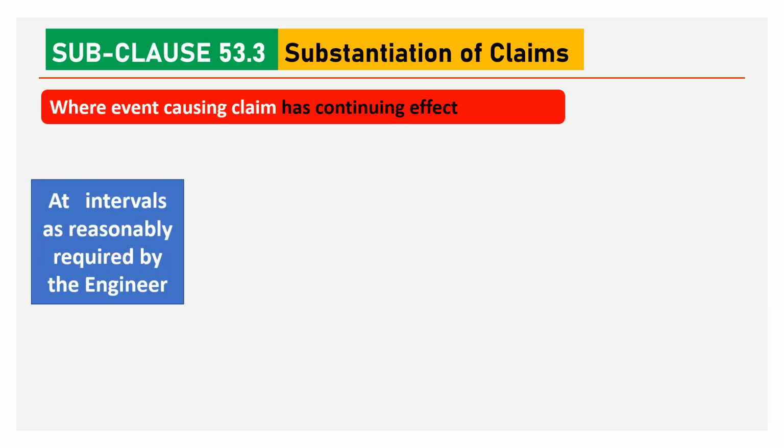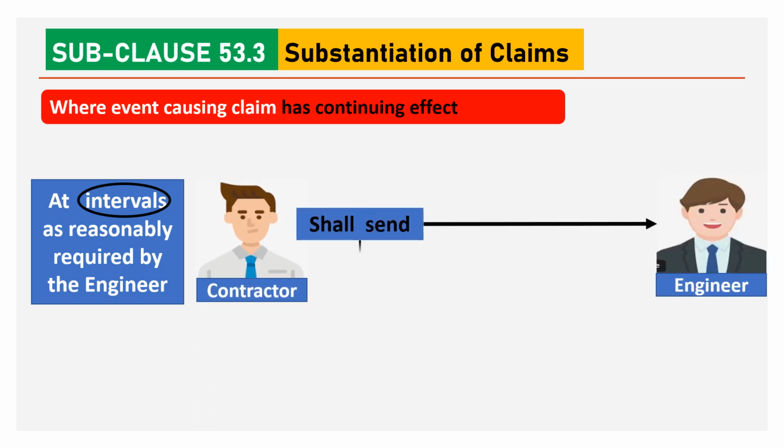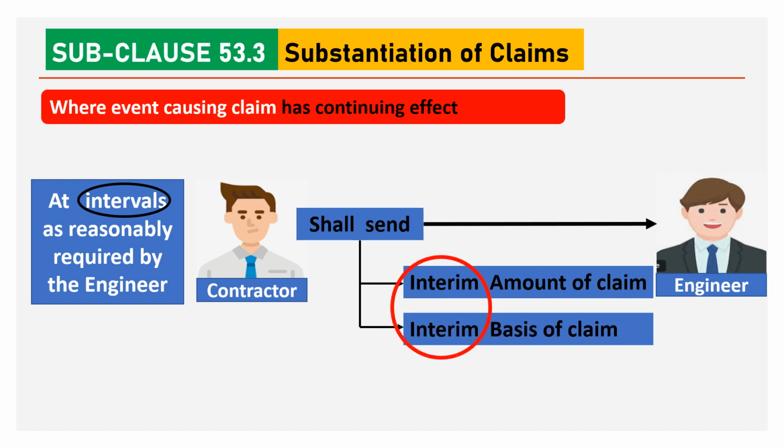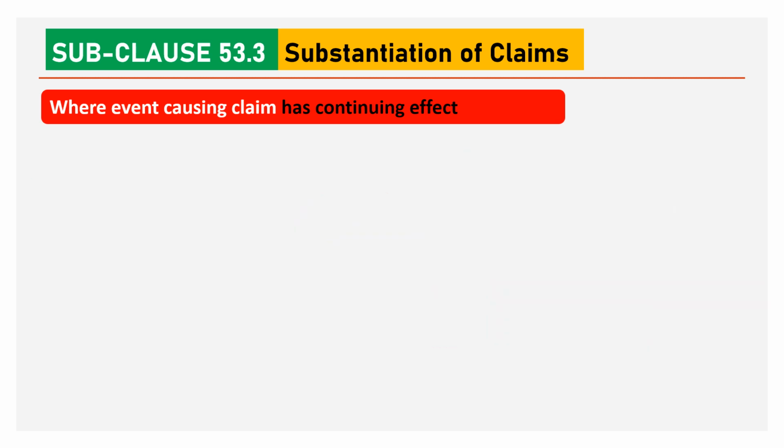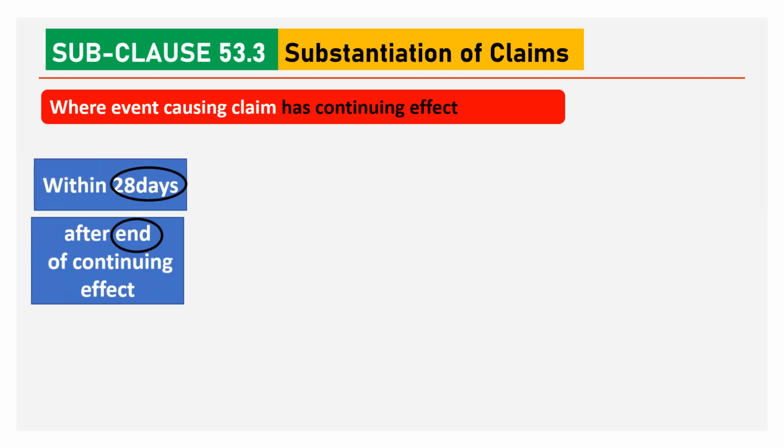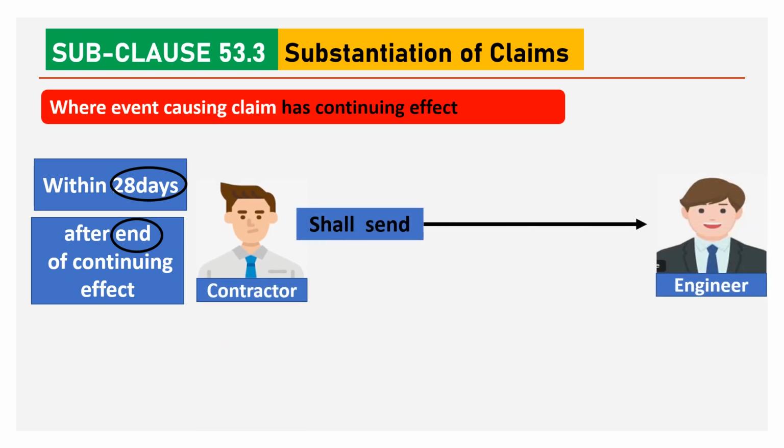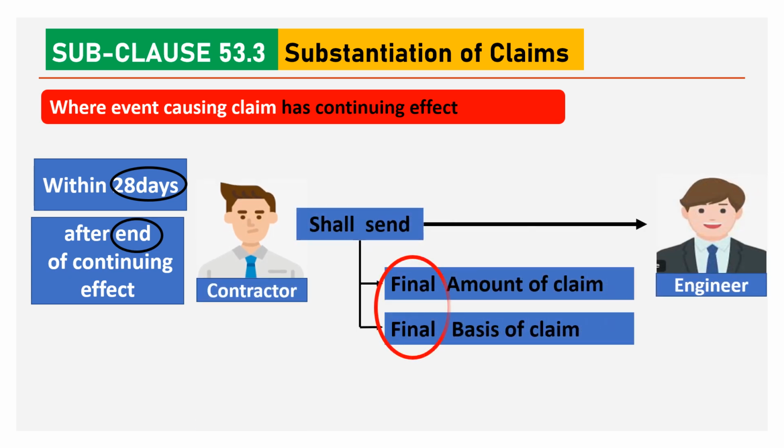Where the event causing claim has continuing effect, at intervals as reasonably required by the engineer, the contractor shall send to the engineer the interim amount of claim and basis of claim. Here also the word shall has been used, so it appears that it is mandatory for the contractor to send the interim amount of claim and basis of claim to the engineer at intervals as required by the engineer. Within 28 days after the end of continuing effect, the contractor shall send to the engineer the final amount of claim and basis of claim. Here also the word shall has been used.